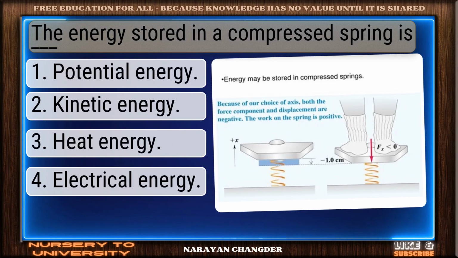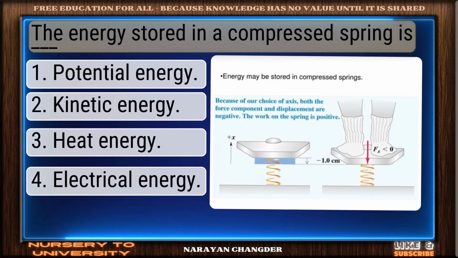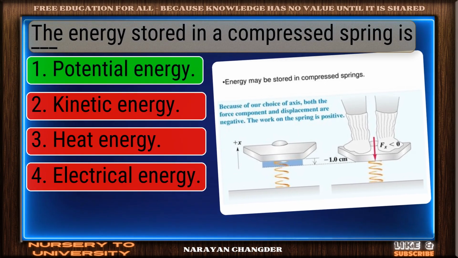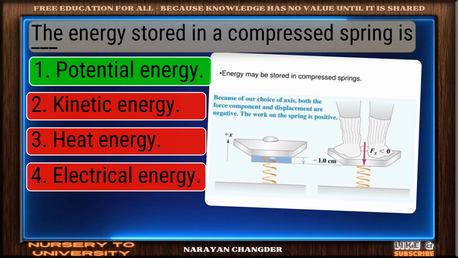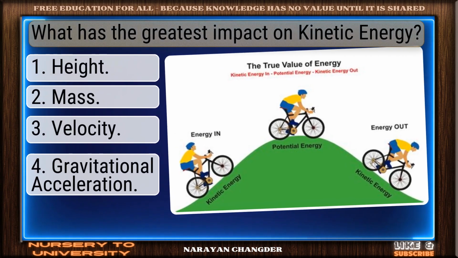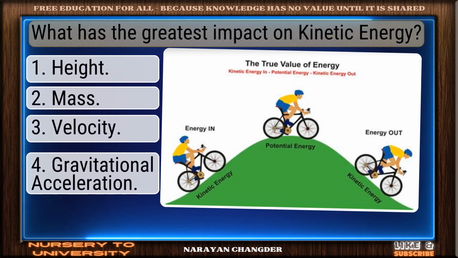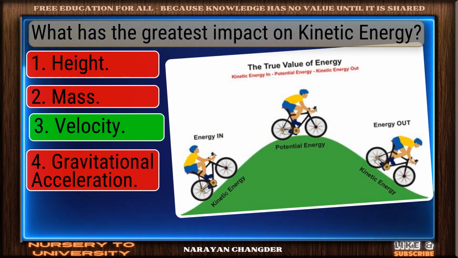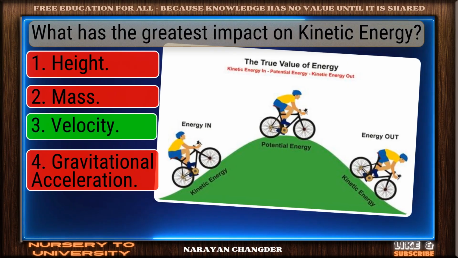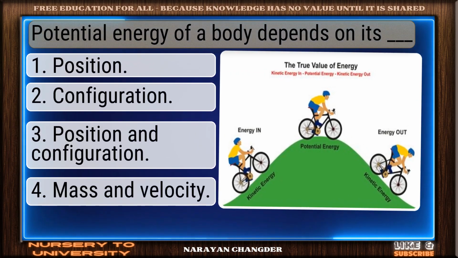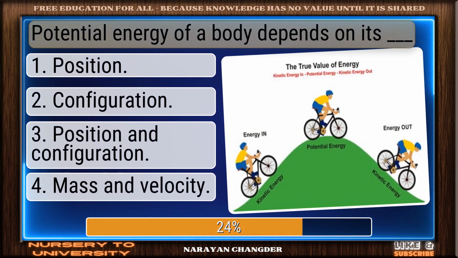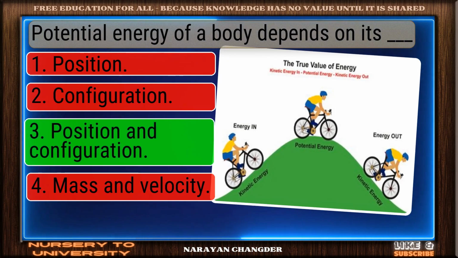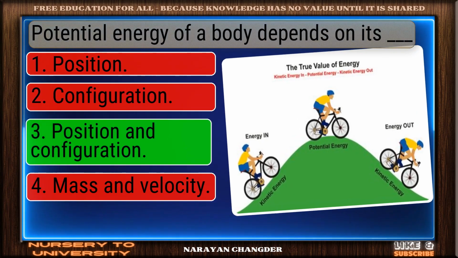Question number 51. The energy stored in a compressed spring is dash. Great job. Potential energy is the accurate answer. Question number 52. What has the greatest impact on kinetic energy? Good job. Your answer, velocity, works well here. Question number 53. Potential energy of a body depends on its dash. Good thinking. Position and configuration is the right answer.